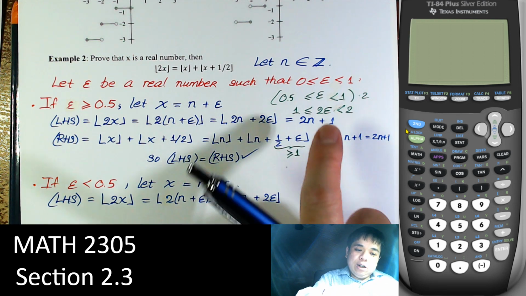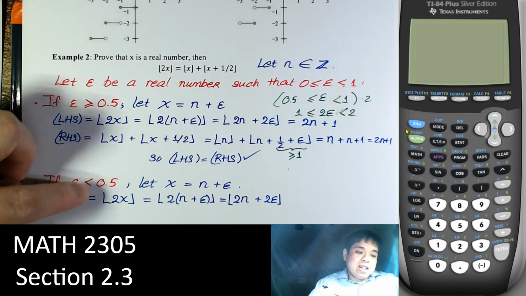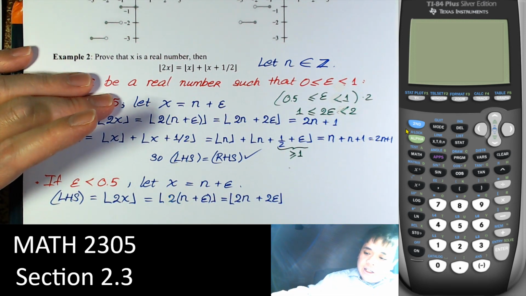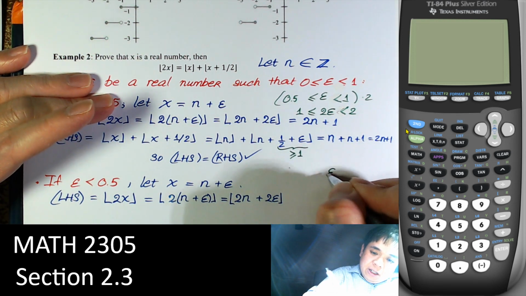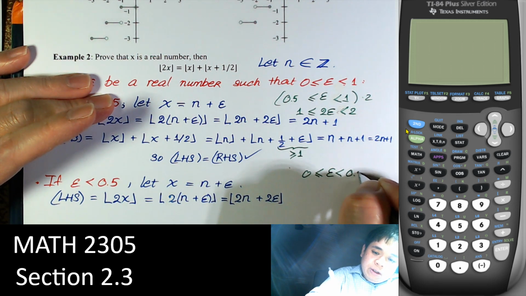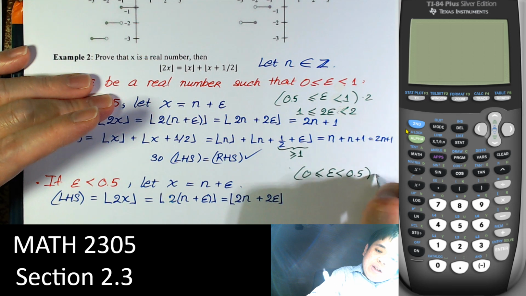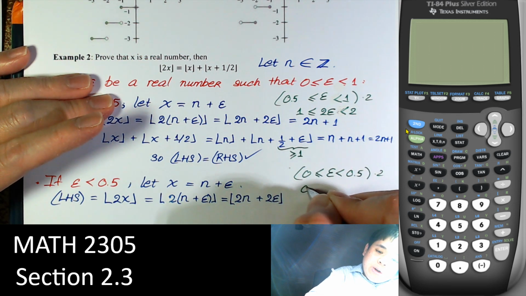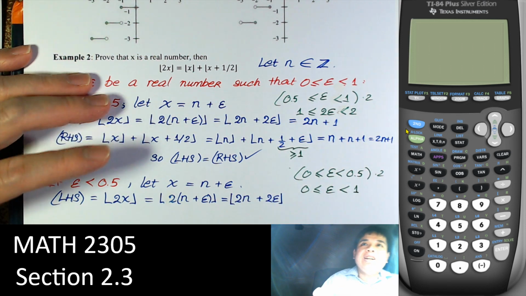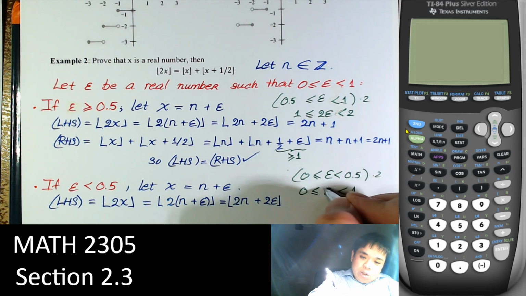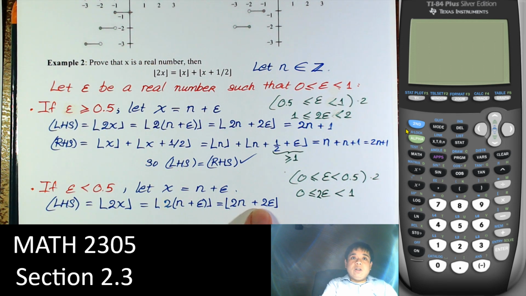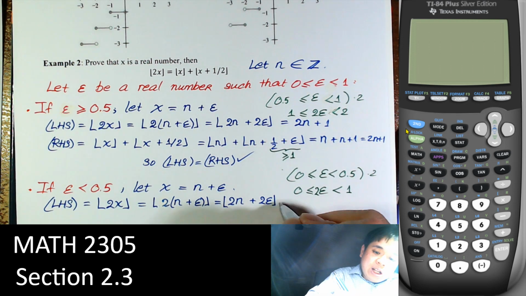Now, let's go back to this. Epsilon now is less than 0.5, but still greater than or equal to 0. Let's say epsilon greater than or equal to 0, but still less than 0.5. Now multiply everything by 2. You have 0 less than or equal to 2 epsilon less than 1. Now if 2 epsilon is less than 1, the floor function plus something less than 1, so that's still 2n.